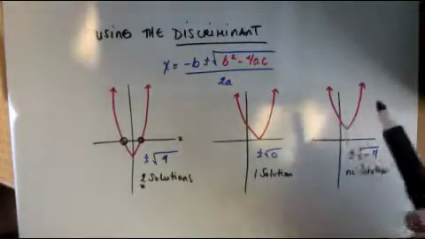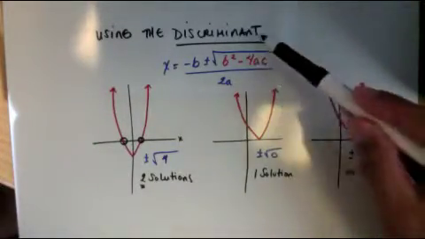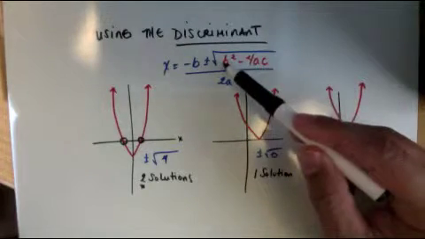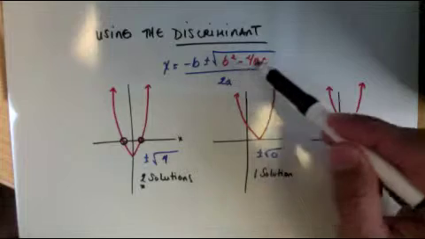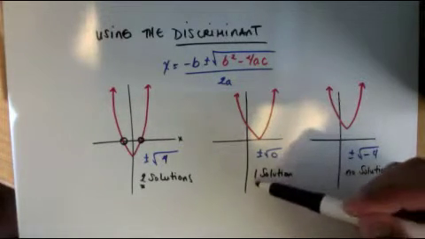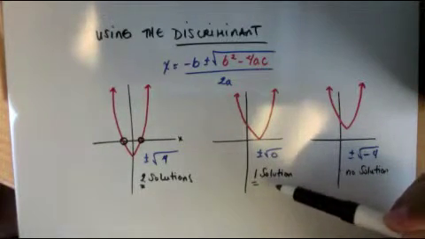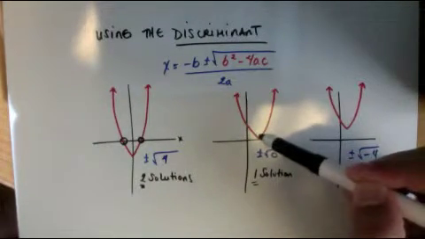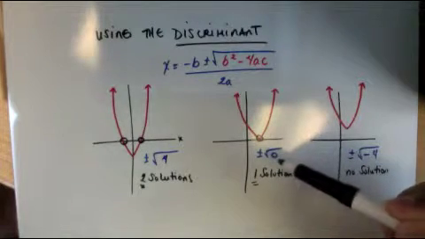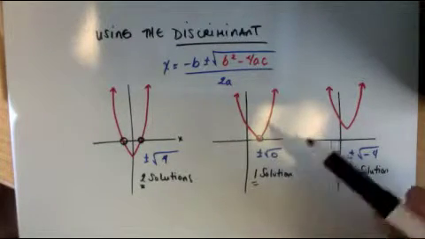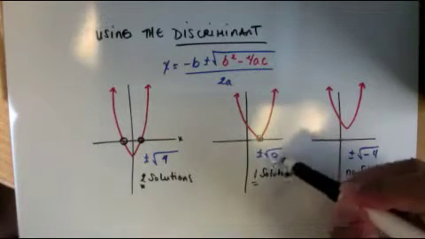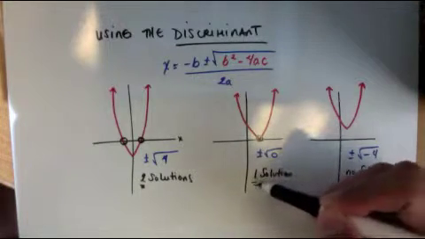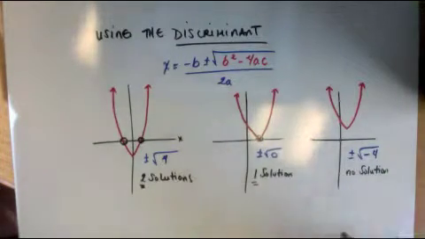Over here, when the discriminant is equal to 0, so when I plug in b squared minus 4ac and I get the square root of 0, I'm going to have one solution. That means the graph is going to touch the x-axis at 1 point, and normally it's always going to be the vertex. Remember, 0 is neither positive nor negative. It's just an entity by itself. So that's only one solution.